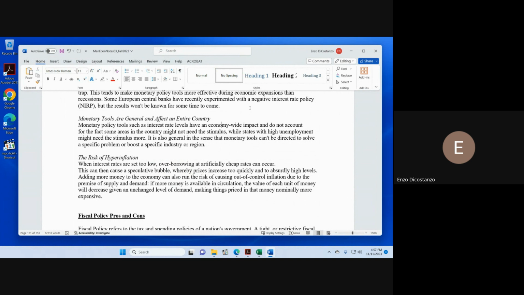Risks of hyperinflation: interest rates are set too low. Overborrowing at artificially cheap rates can occur, and I think that's where we are now. This can cause a speculative bubble, and we spoke about bubbles earlier in the semester, whereby prices increase too quickly to absurdly high levels, adding more money to the economy. It can also run the risk of causing out-of-control inflation due to the premise of supply and demand. If more money is available in circulation, the value of each unit of money will decrease given an unchanged level of demand, making things priced in that money nominally more expensive.